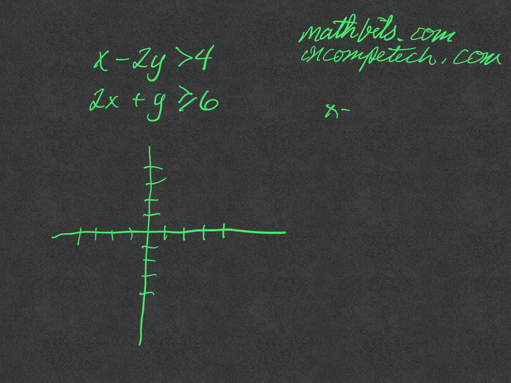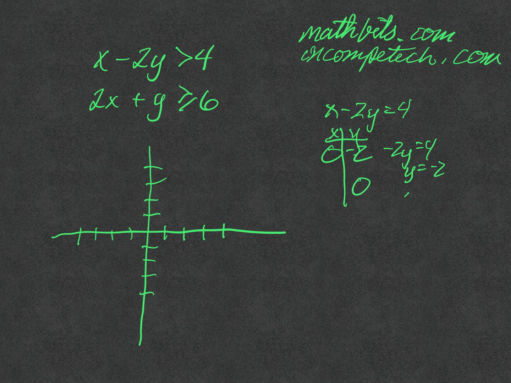I'm going to first graph x minus 2y equals 4, that line, which is x and y. I'm doing the intercept, so I get negative 2y equals 4. So y equals 4 divided by negative 2, or negative 2. And then I do y is 0, and I get x equals 4. So 0, negative 2, and 4, 0. So I plot that. Let's do this in red.